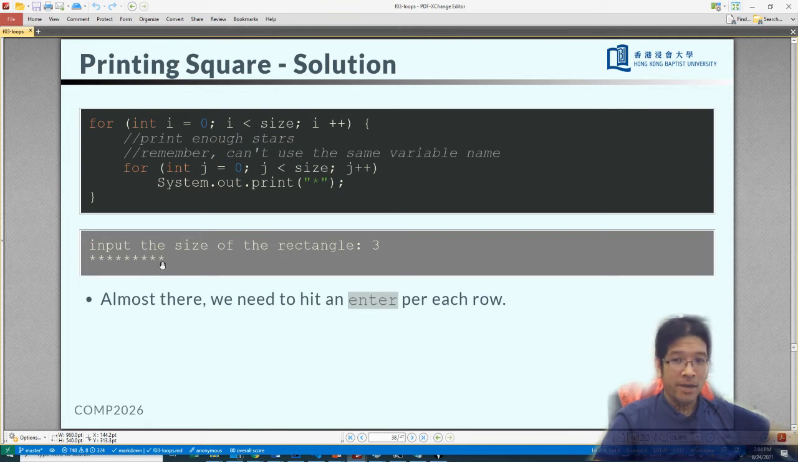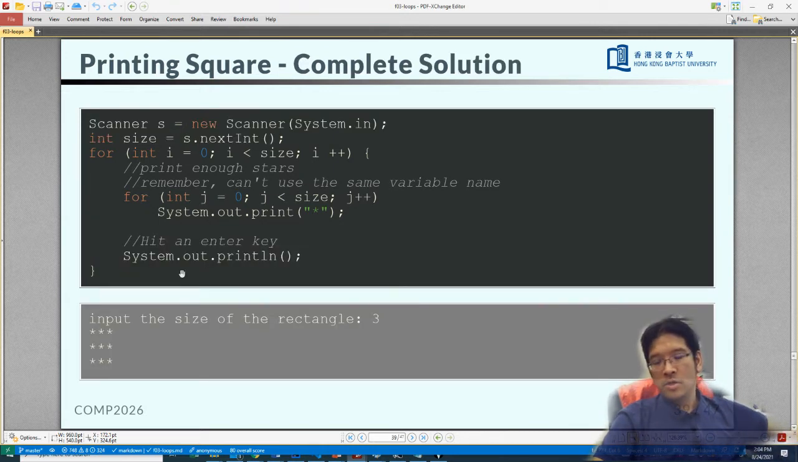All right, we are almost there, but we miss a few enters. If we can put an enter here and here, that will be awesome. Okay, but how? What we need to do is to hit enter whenever we finish printing a row. This is the part where we print a row. So whenever we finish printing a row, we insert a blank line with System.out.println. That is the way we create an n by n square.